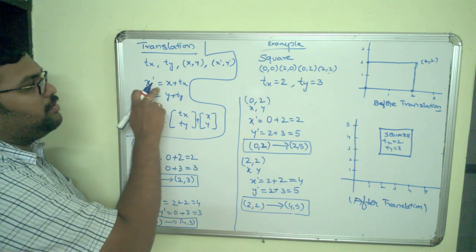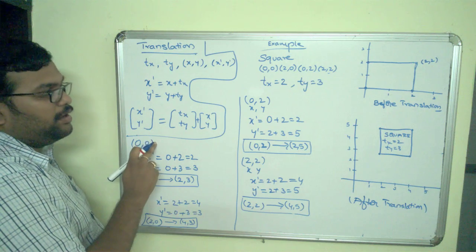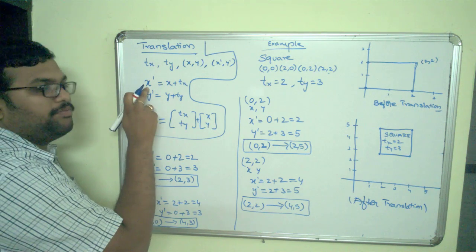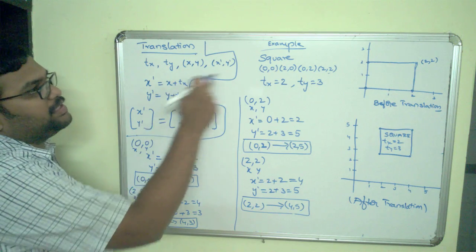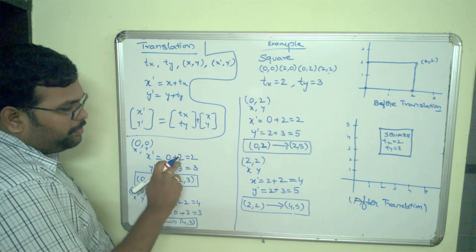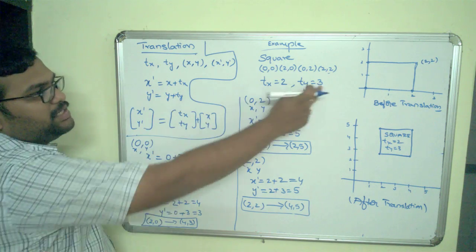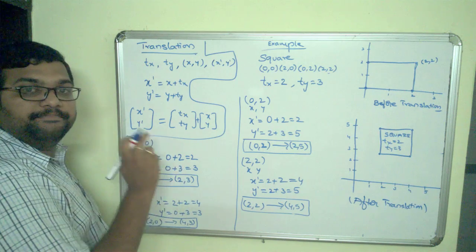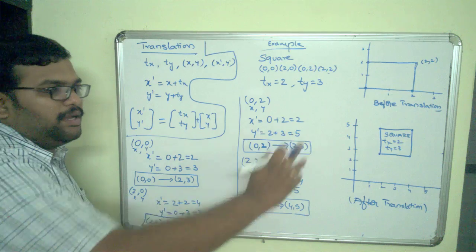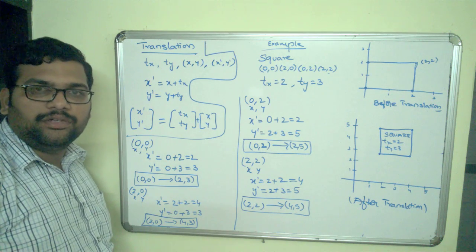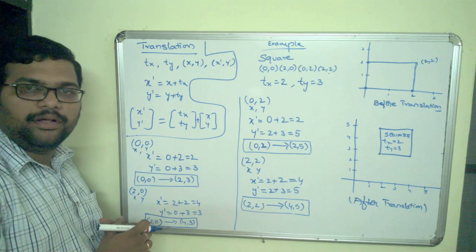So simple. We have already derived the formula. We have to consider each point, apply the formula, and find the new coordinates. So x dash is equal to x plus tx. Here x is 0, tx is 2, so 0 plus 2 is equal to 2. y dash is equal to y plus ty. y is 0, ty is 3, so 0 plus 3. After calculating, again we have to draw the graph so that we can show the change of the position.